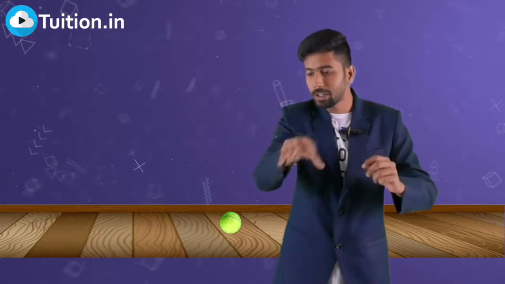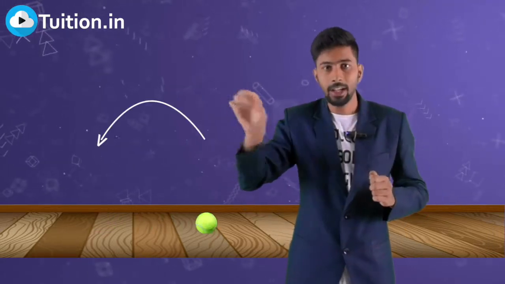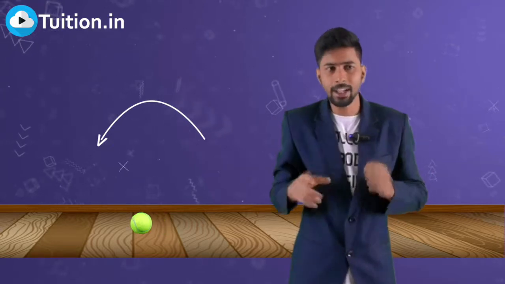If you have a ball rolling on the ground like this, let's actually analyze what happens in the rolling motion that you see. You can clearly see that the ball is moving ahead and also rotating. So I can say rolling is something like rotation plus translation.